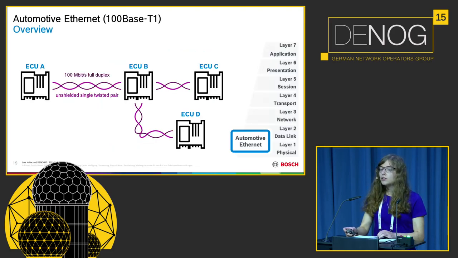OK, so now let's have a look at a third protocol. Automotive Ethernet. Automotive Ethernet uses a single unshielded twisted pair, and depending on the version, it offers different bandwidths. The version I want to now look at is 100BASE-T1, so the 100 Mbit version.